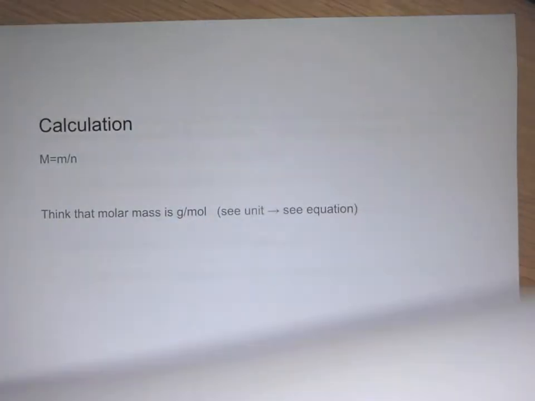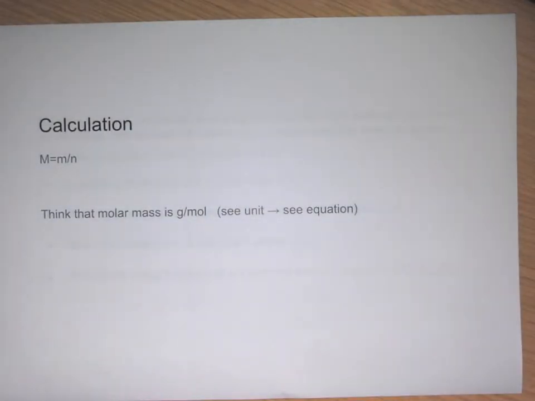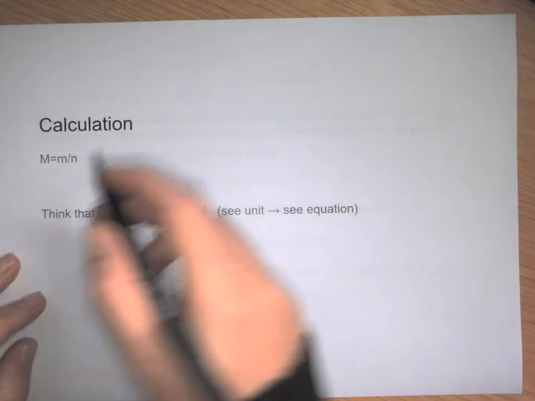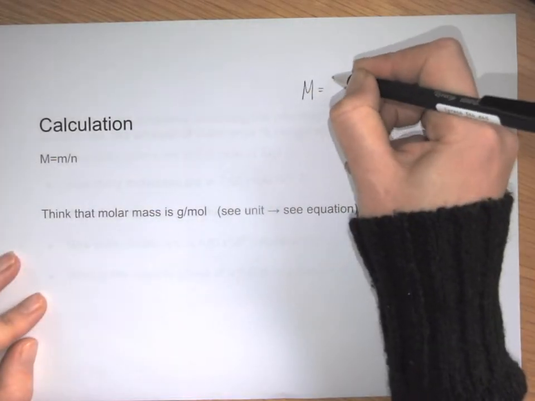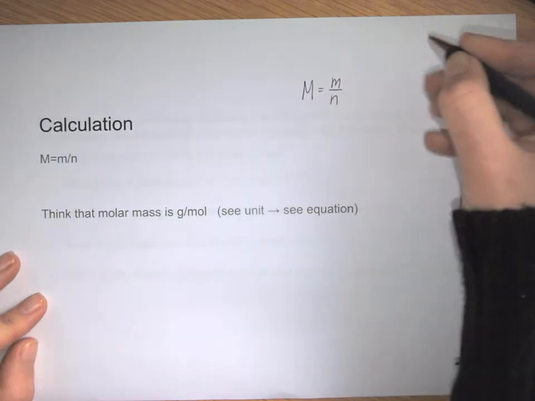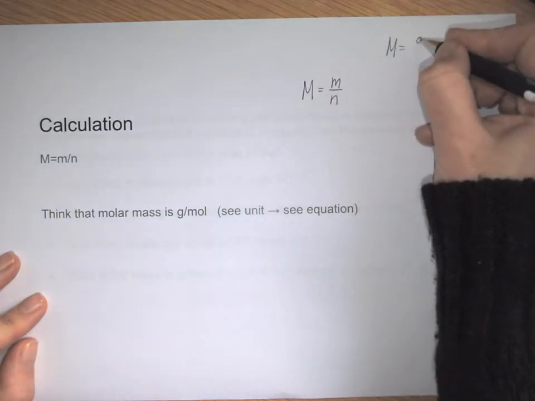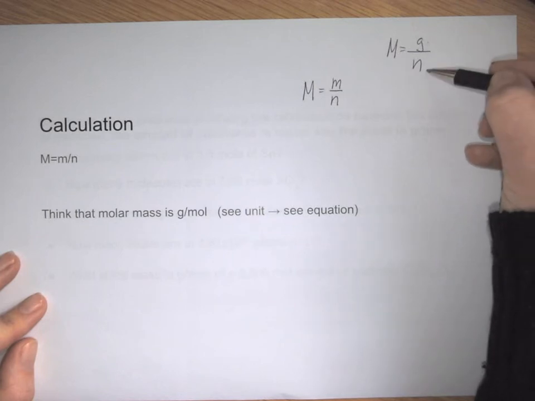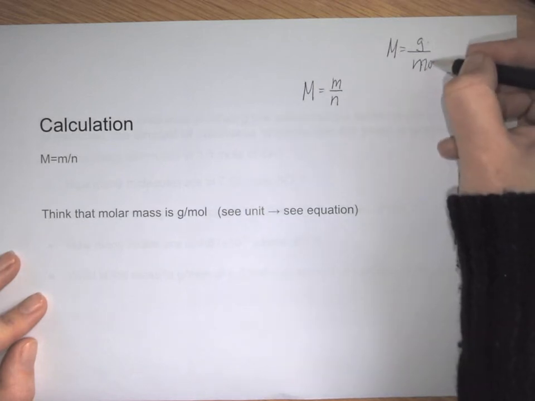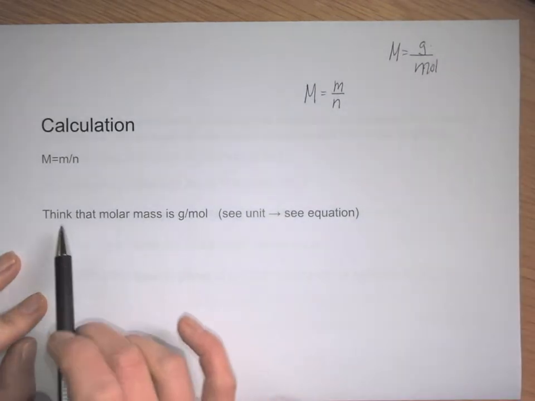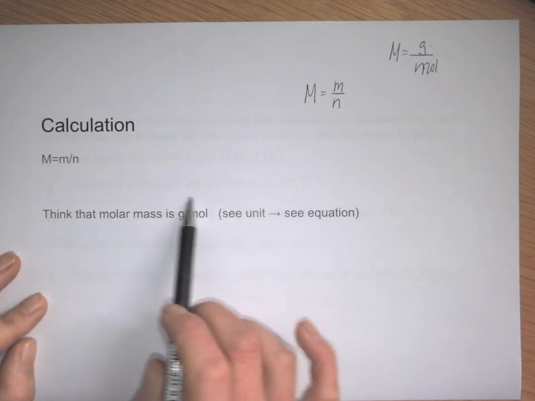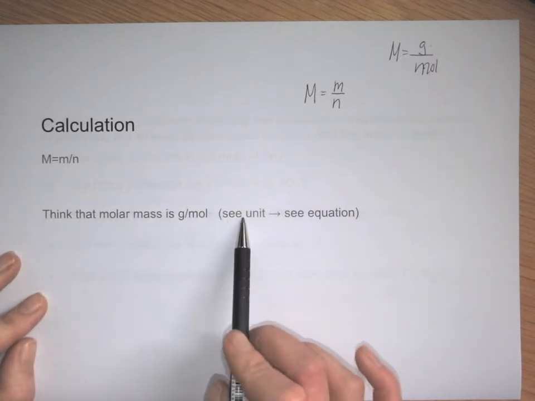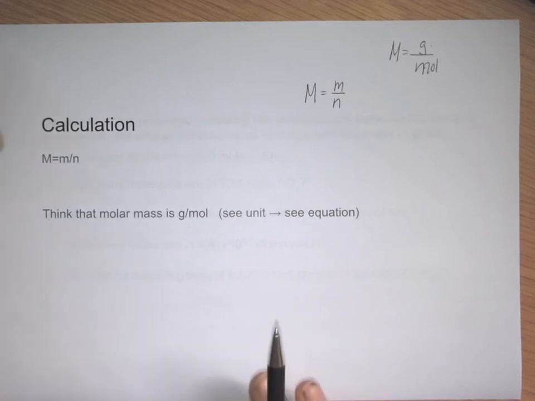Okay, now we're going to look at the calculations. We're going to start with this relationship again. The molar mass is the mass divided by the amount of substance. Think of the unit, gram per mole, so the mass should be there and the amount of substance here. Okay? So think of the unit for the molar mass, see the unit, then you can see the equation.